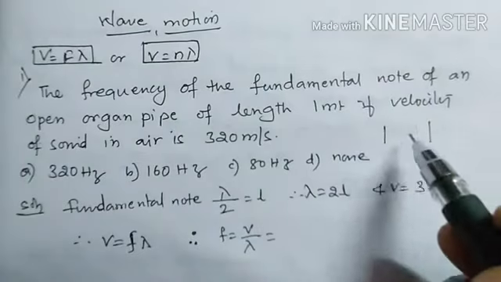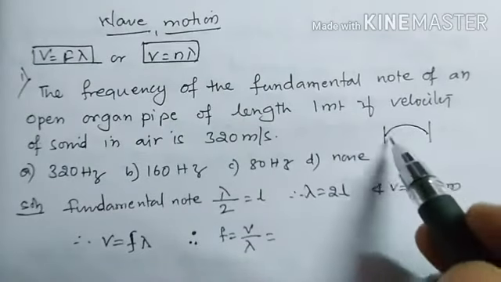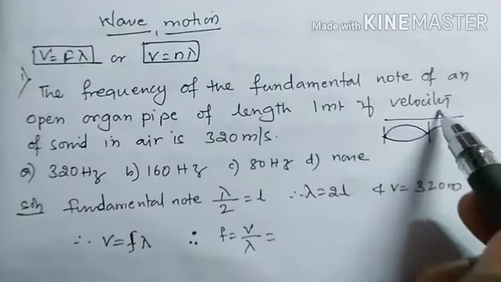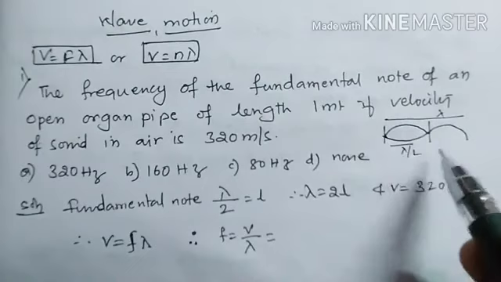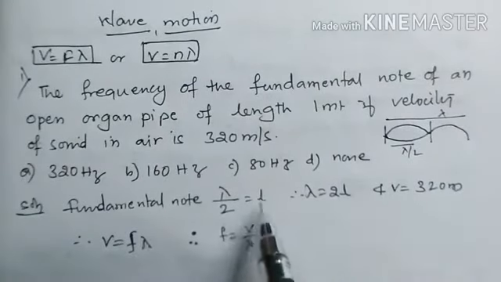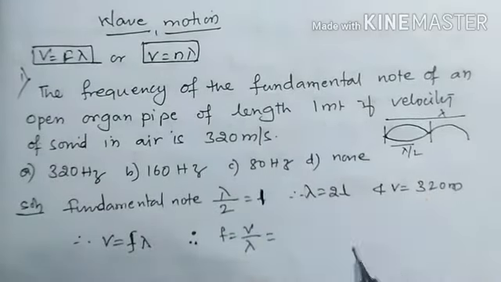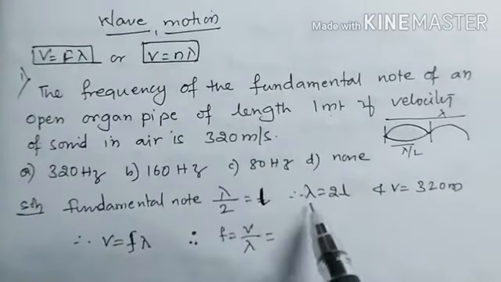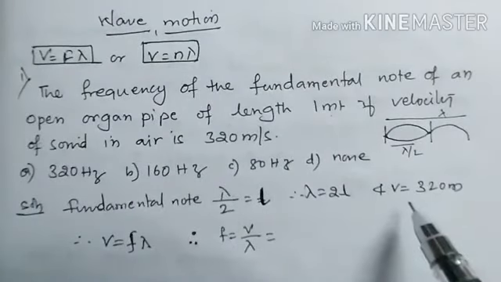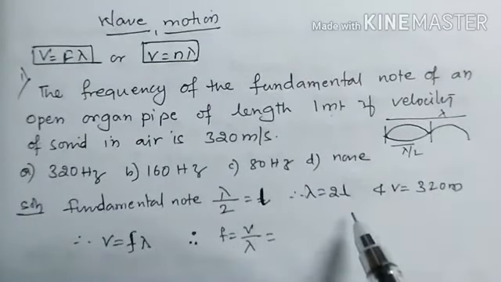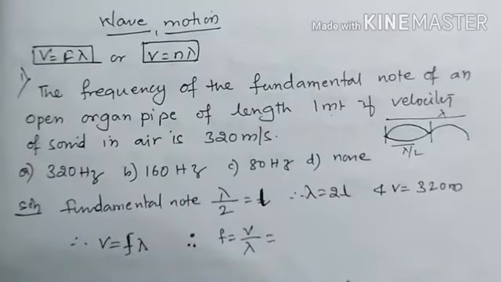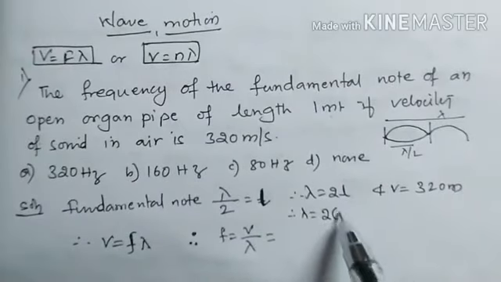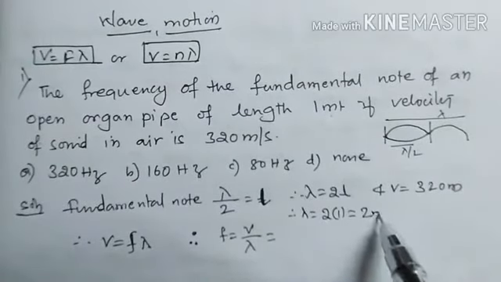Fundamental means what? It will be one loop here like this. That is called fundamental. That means it is half of this lambda. This is total lambda, and this is half of lambda, that is lambda by 2. So lambda by 2 is equal to the length, 1 meter. So lambda is equal to 2 into L, therefore lambda is equal to 2 into 1 meter, that is equal to 2 meters.